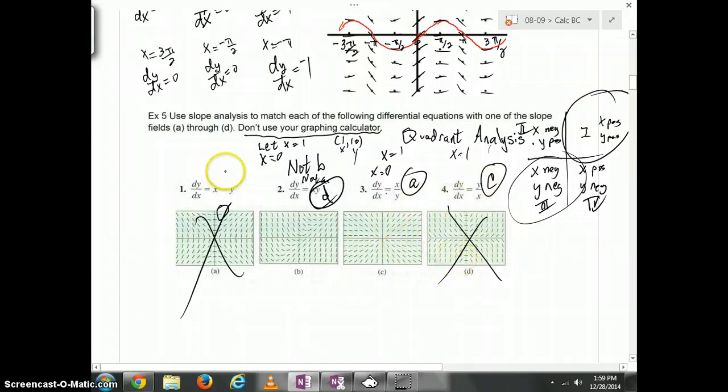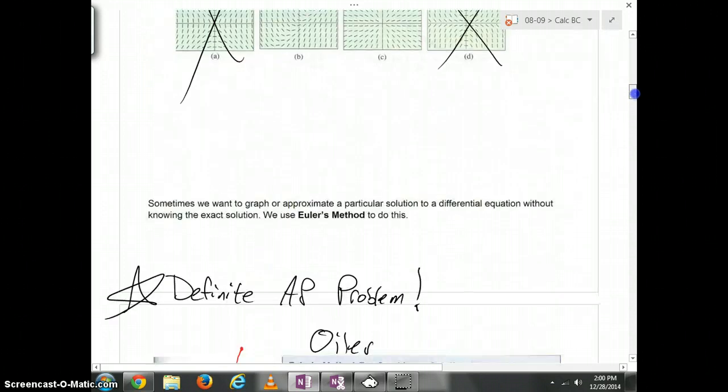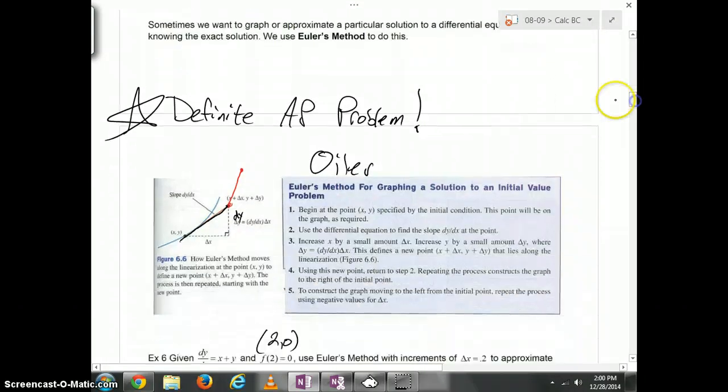By process of elimination, it looks like number 1 would have to be B. You could, in fact, double check what's happening here. You could let x equal 0 and see that dy/dx would be the opposite of y. And you can more or less confirm that 1 would link into B very well. So quadrant analysis, letting x and y equal 0, letting x equal 1, and doing some slope analysis, those are all valuable things. Let's move on to the last part of this video, which is Euler's method.